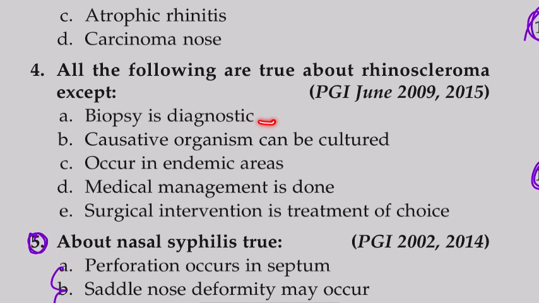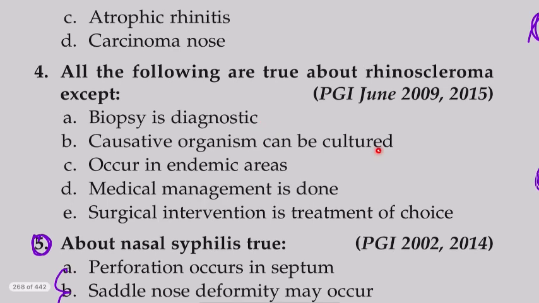Now here the biopsy is diagnostic because Mikulicz cells and Russell bodies are seen. Causative organism can be cultured. Yes, the causative organism can be cultured. It occurs in endemic areas. Yes, it occurs in endemic areas, right? Okay, it occurs in endemic areas.